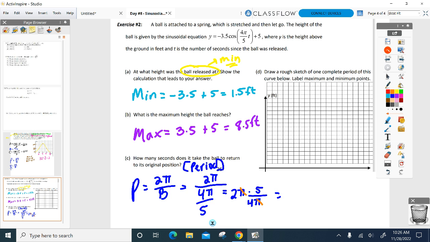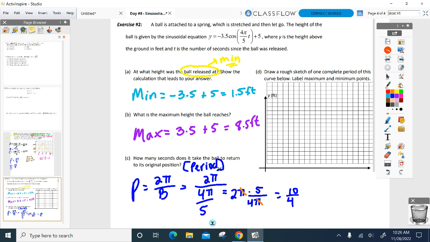What are we left with here? Pi's aren't in there anymore, so no pi in your answer. 2 times 5 over 4. Whatever that is as a decimal, that's how many seconds it takes to start at the original spot. If you want to, you can reduce that too. I'll take 2.5. I'll take 10 over 4. I'll take 5 over 2. I'll take all of them.